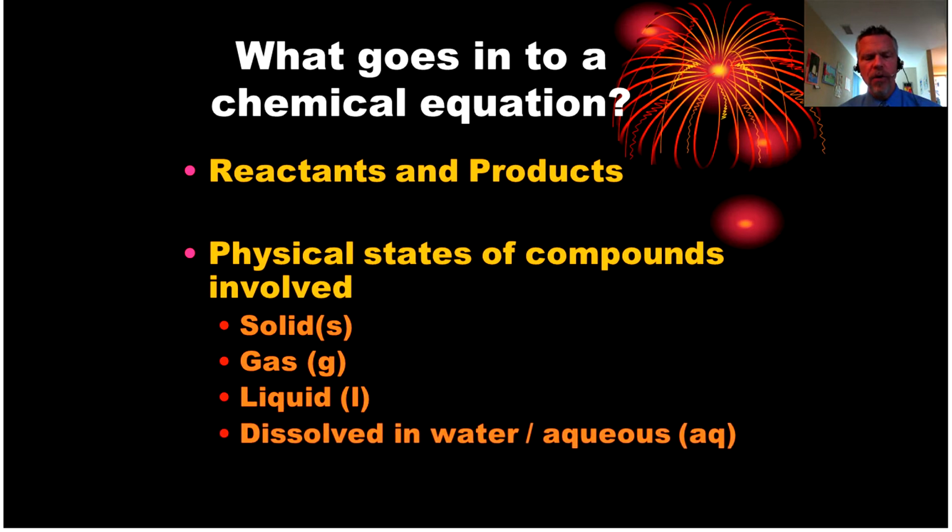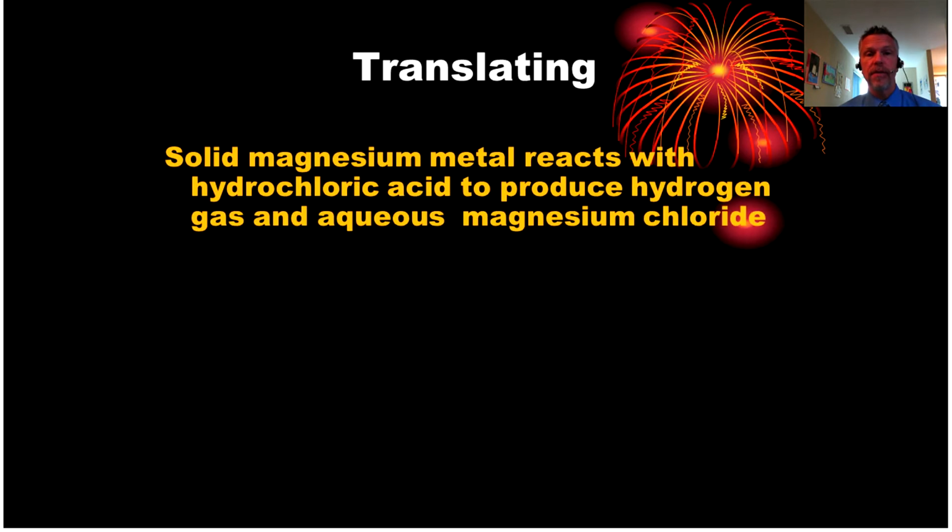And then there's also another state called aqueous. This word right here is aqueous. We abbreviate it AQ, just like we abbreviate these other ones. Aqueous means dissolved in water. So you can say a compound is an aqueous solution if it's dissolved in water. And we'll see examples of that in just a bit. So not only do we have reactants and products in our equation, we also have the physical states.